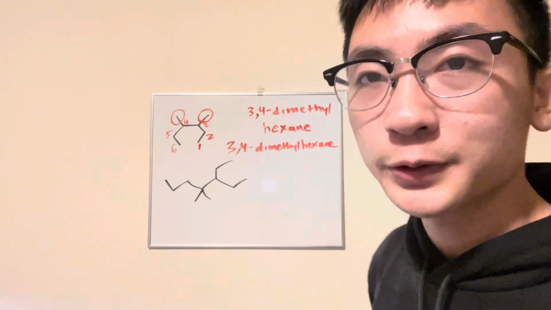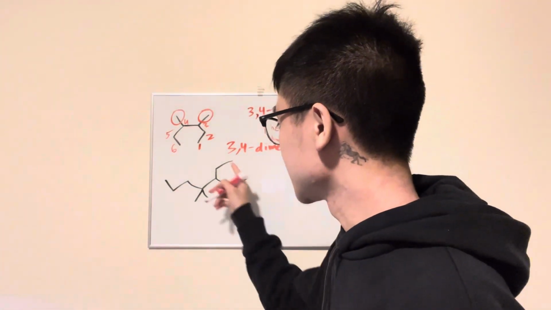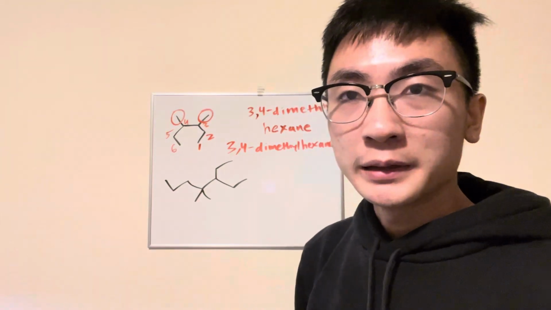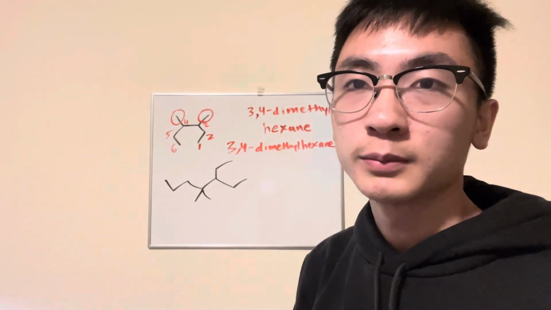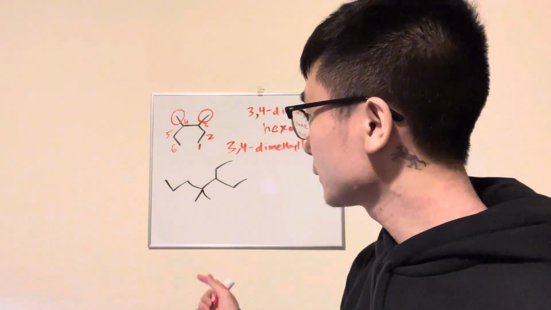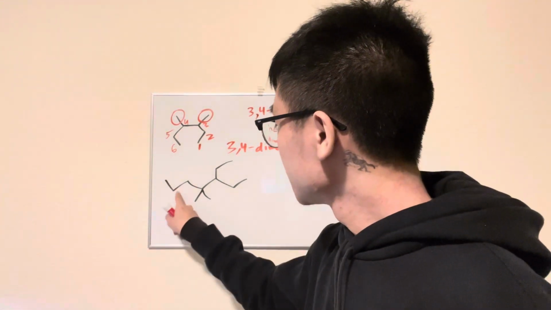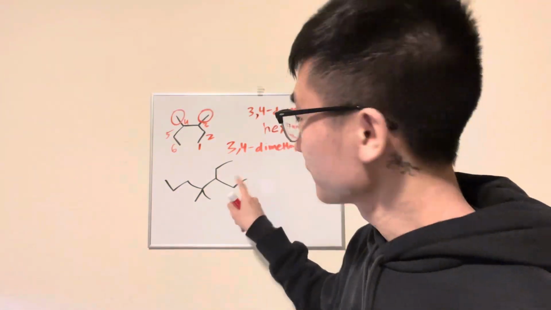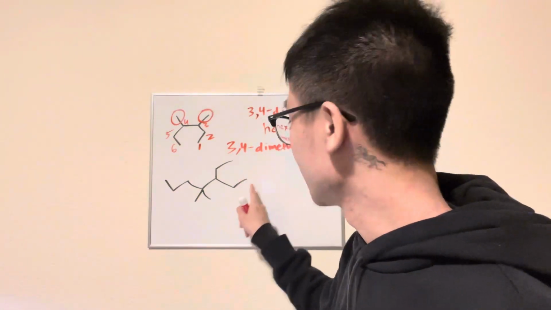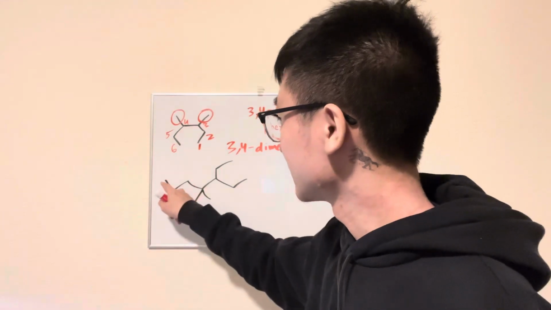Now, let's go over the next practice problem, which is this alkane over here. Now, this practice problem is a little trickier than this one because it does matter if we go from left to right or right to left. Let's say we go from left to right. 1, 2, 3, 4, 5, 6, 7. That is our longest chain. If we go from right to left, we also get 7. 1, 2, 3, 4, 5, 6, 7.